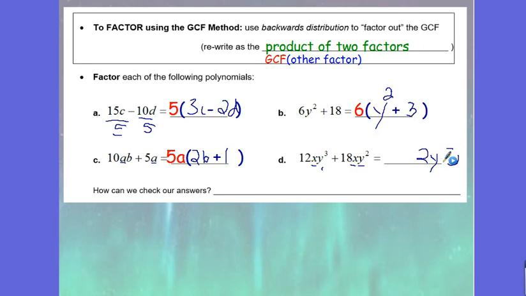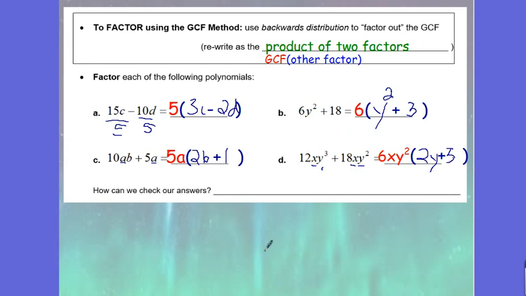And then, oh, that's supposed to say a 3. Let's fix that a little bit. And then we end up with, I already have an x and I already have a y squared. So my binomial factor is 2y plus 3.